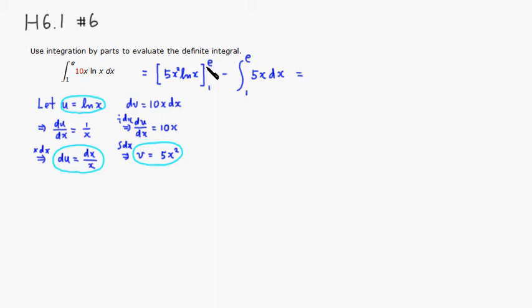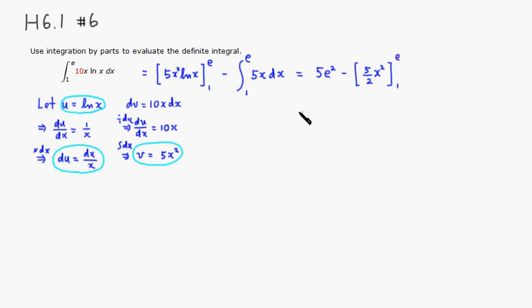Let's plug in e first. So it's going to be 5e squared. Natural log of e is 1, so it's 5e squared, minus, if you plug in 1, natural log of 1 is 0, so it's actually 0. So I'm not going to write that down. Then there's a negative sign here, so it's going to be a minus. The antiderivative of 5x would be 5 x squared over 2: add 1 to the power, divide by 2. Then it's going from 1 to e.